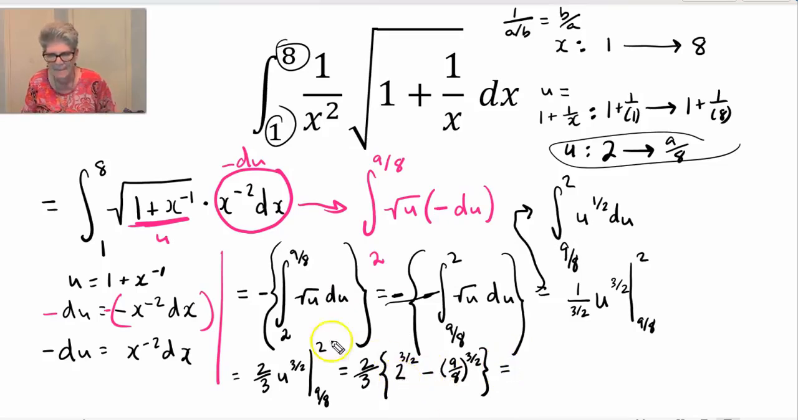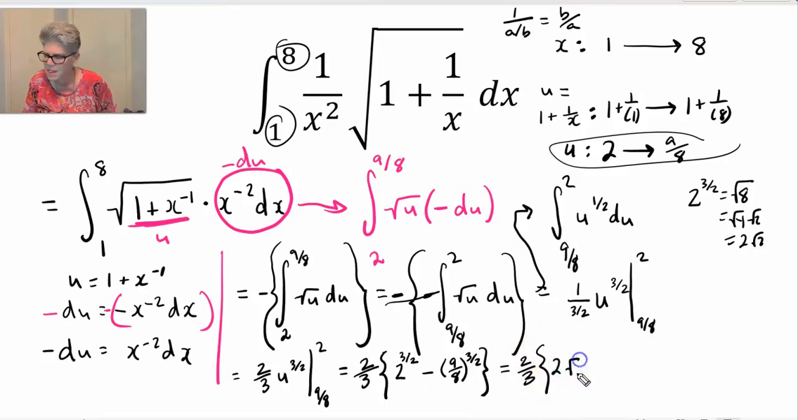Okay, now 2 to the 3/2 is the square root of 2 cubed, which is the square root of 8, which is the square root of 4 times the square root of 2, which is 2 times the root 2. And then I have minus, and then I've got to do 9/8 to the 3/2.